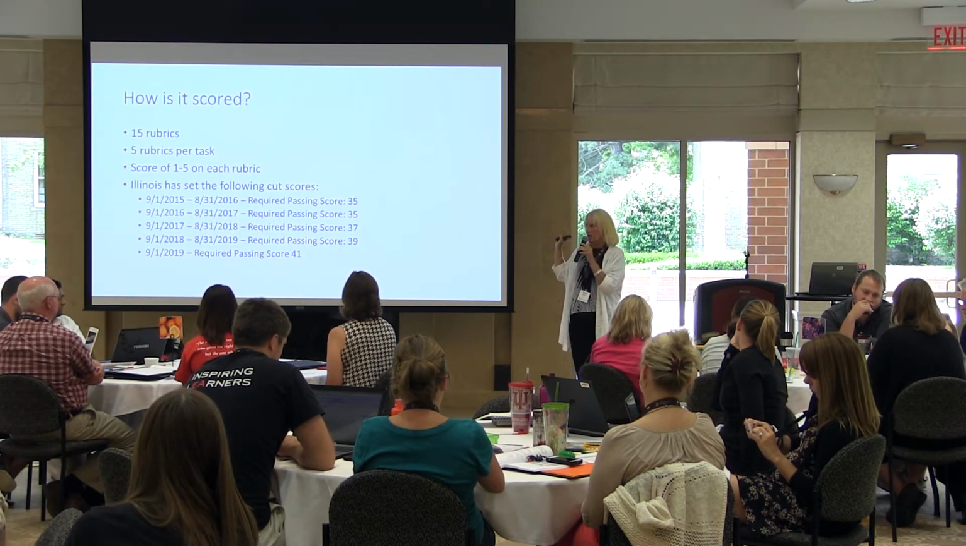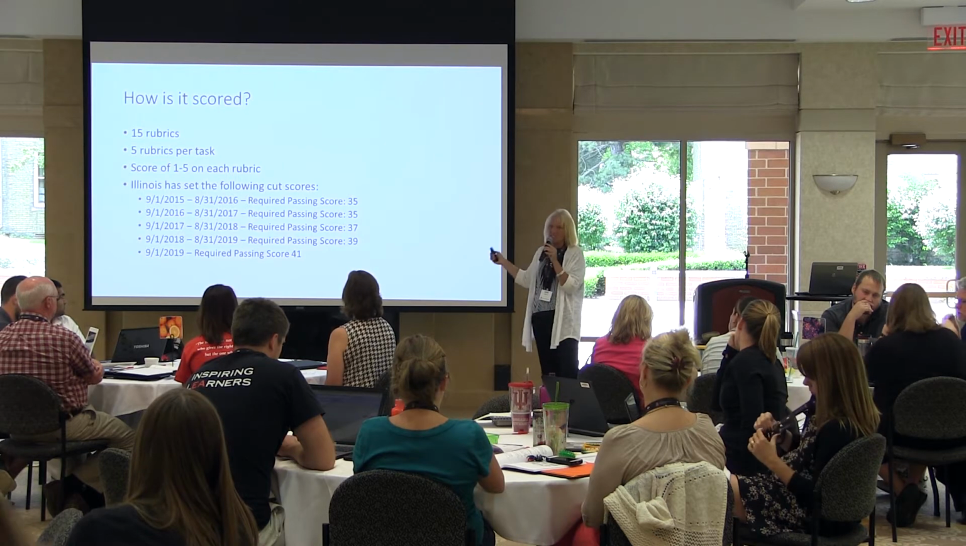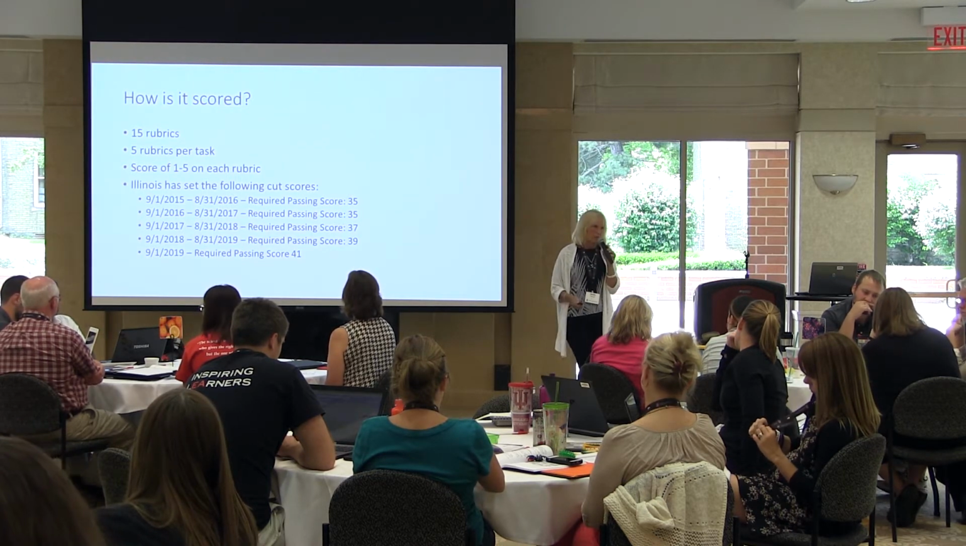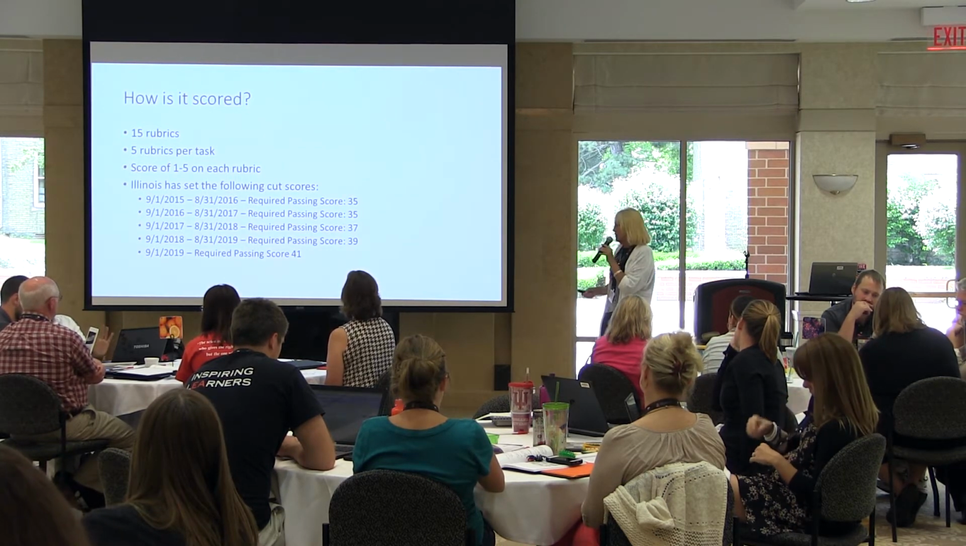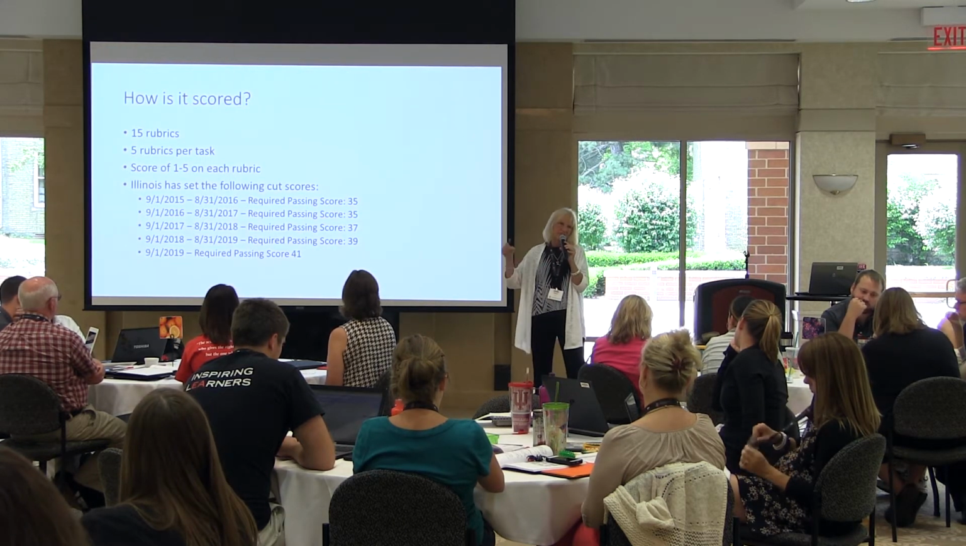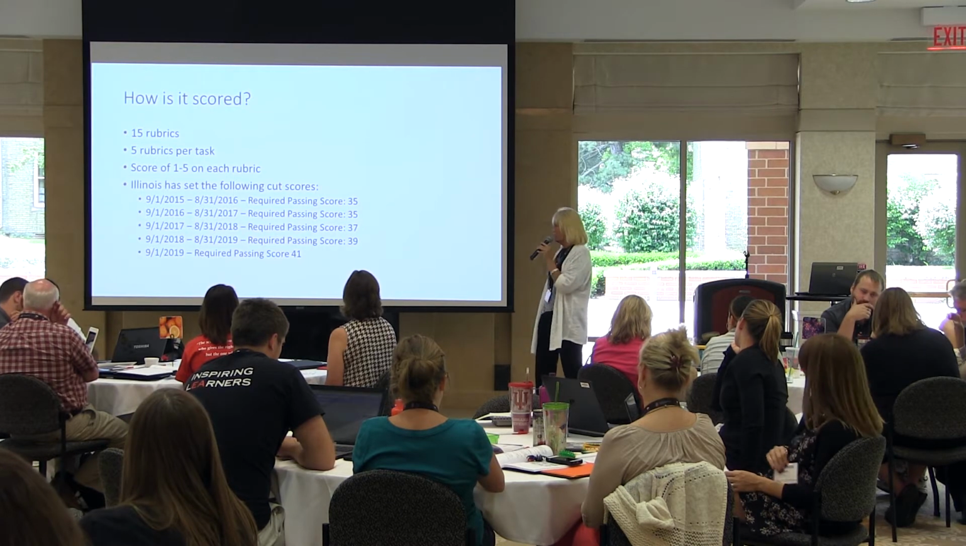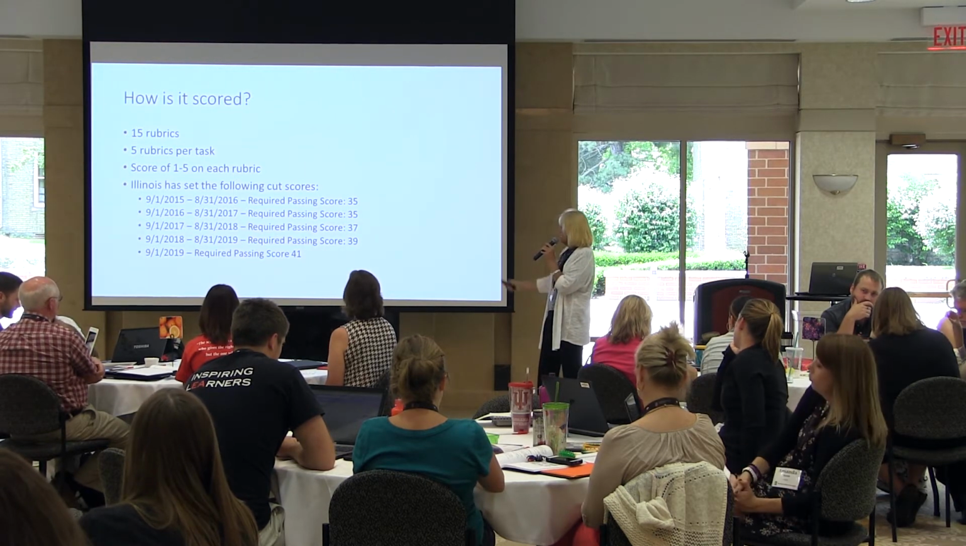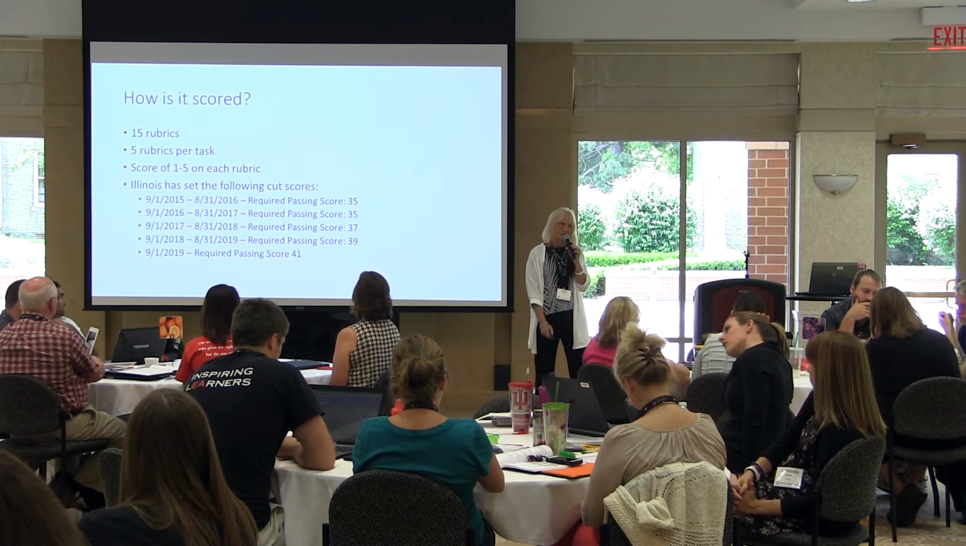And so the way they remedied that situation is they're going to phase it in over time and make it more and more difficult. But really, the national cut score is a 42. That's not even all 3s. That's 3 points below 45. So in Illinois, in 5 years, the required passing score will be a 41.